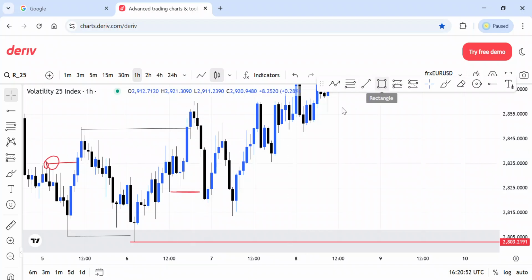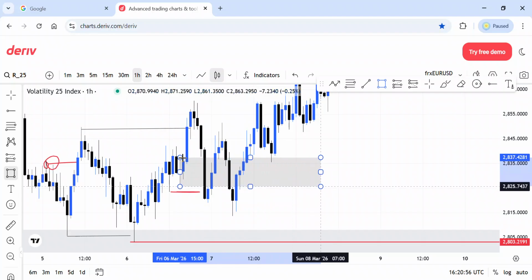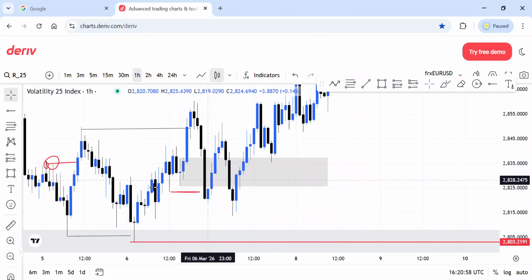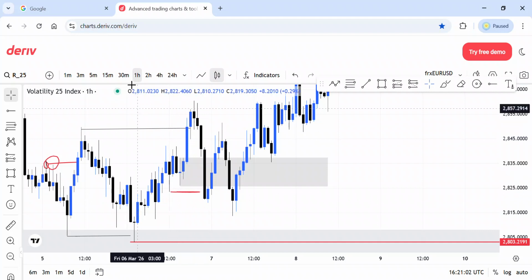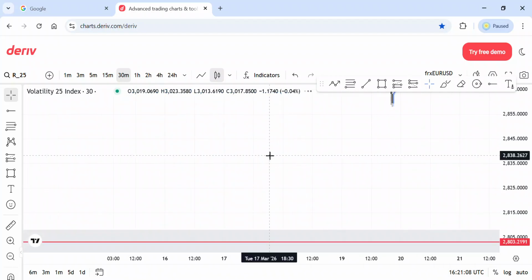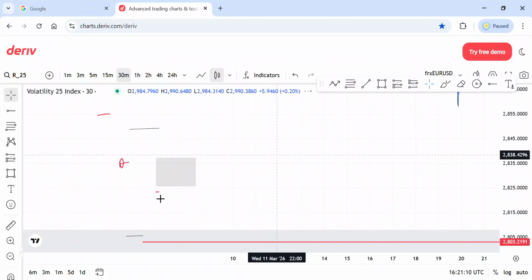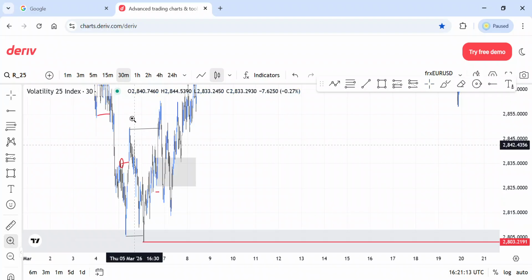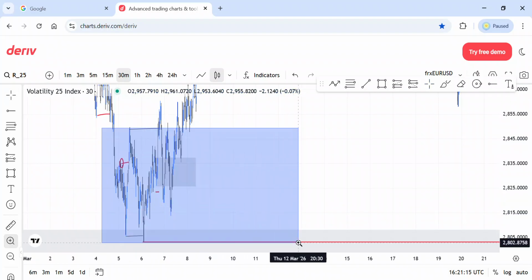This is the only valid order block, but this order block is sitting alongside this minor inducement. So let's go to 30 minutes and see. You can go to any time frame for you to get what you want.